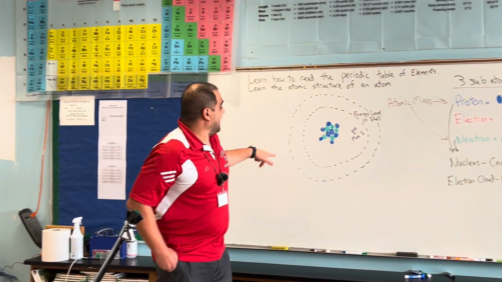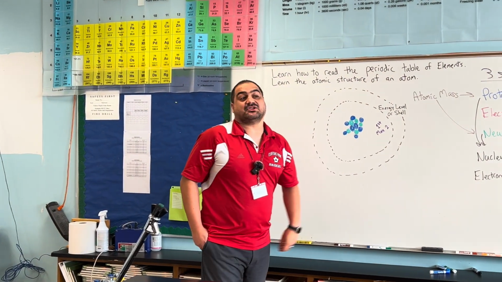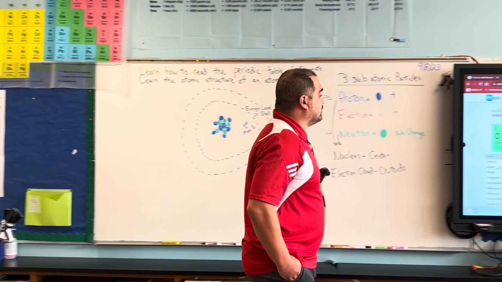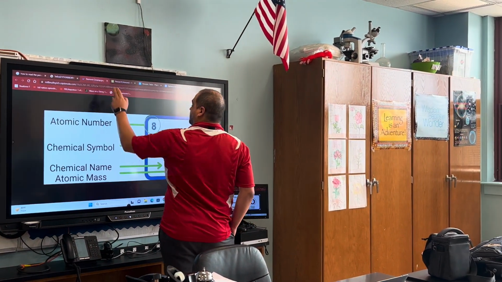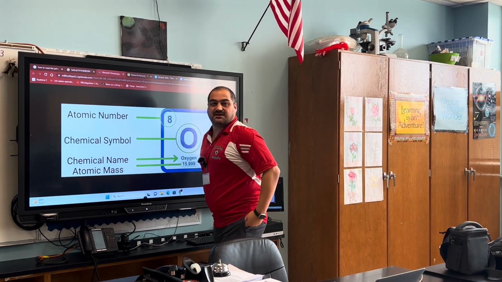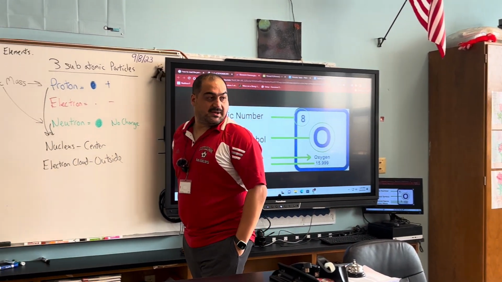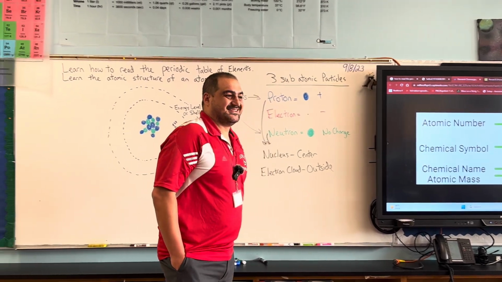All right, so we got the electrons, we got the protons. Now let's take a look at the neutrons. How many neutrons does oxygen have? So we got the atomic mass. I think I even have a picture of it. Yeah, so we have the atomic mass.